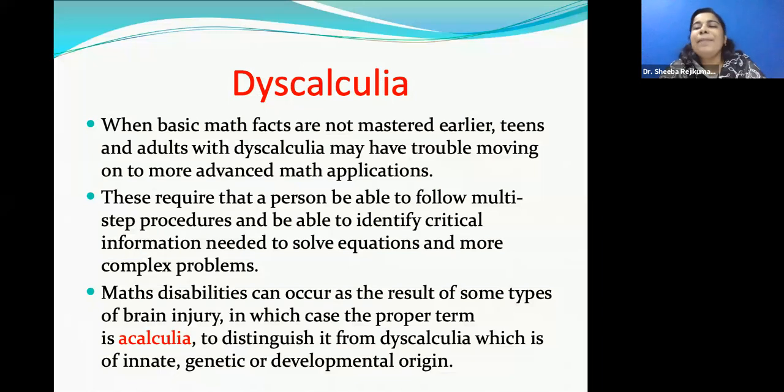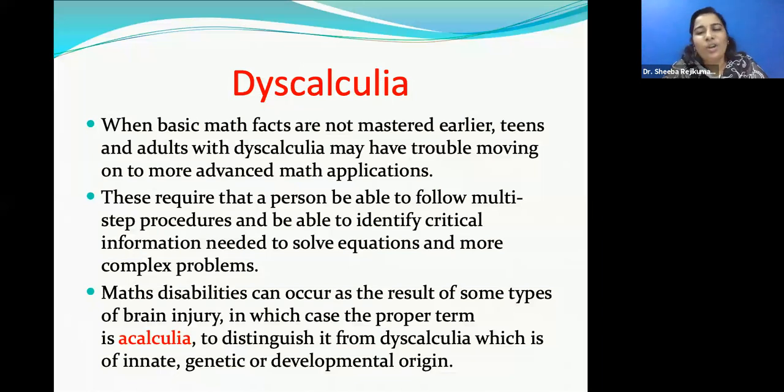So when basic math facts are not mastered early, that is, you are struggling to understand basic math facts, children and adults with dyscalculia may have trouble moving on to more advanced math applications. These require that a person should be able to follow multiple step procedures and be able to identify critical information needed to solve equations.